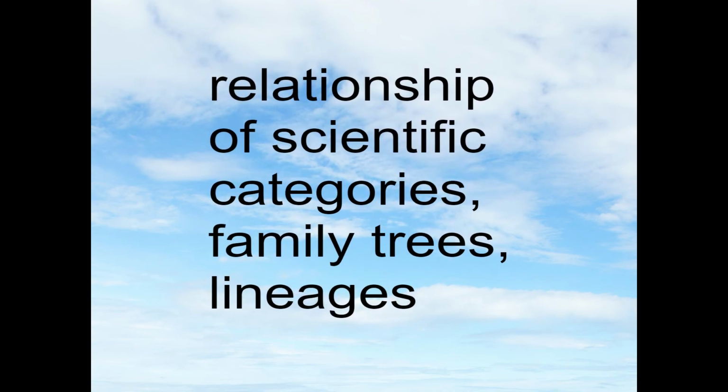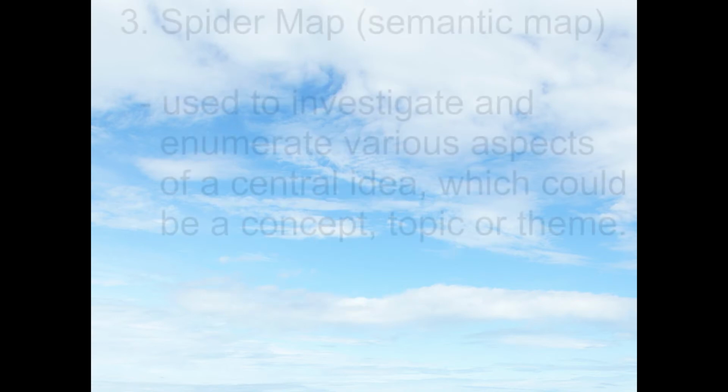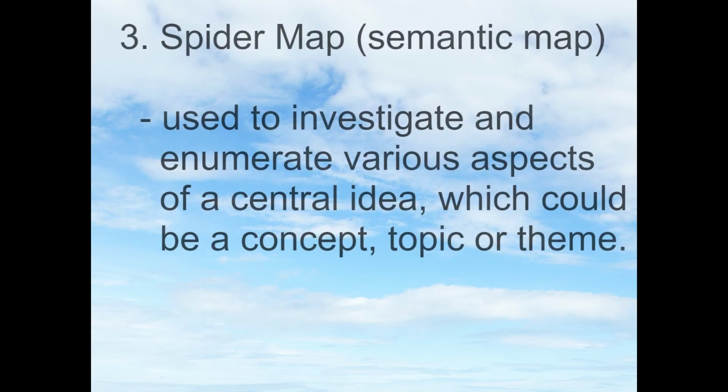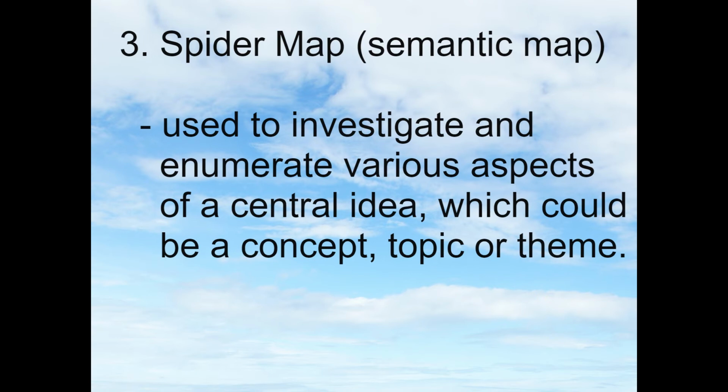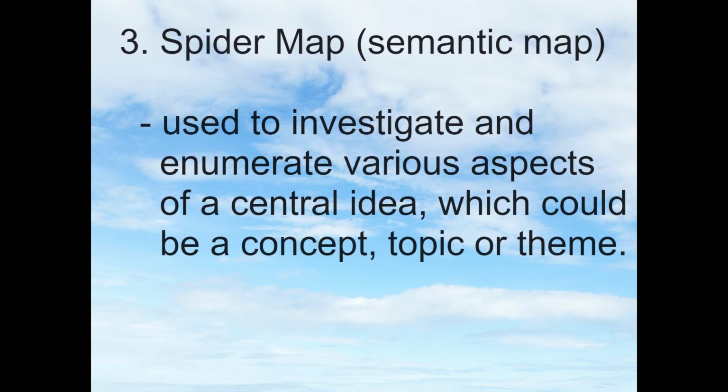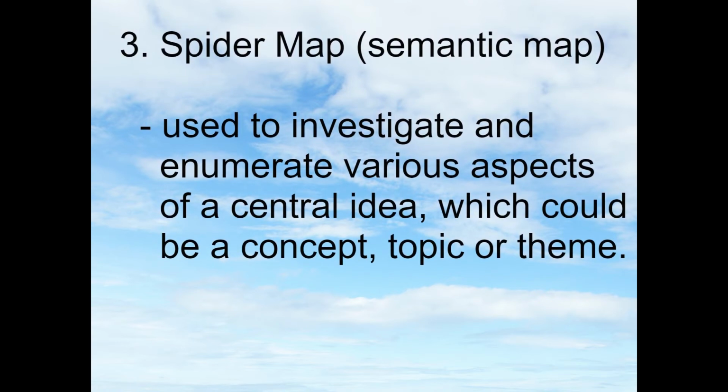The third one is spider map. This is also known as semantic map, and this is used to investigate and enumerate various aspects of a central idea, which could be a concept, topic, or theme. This central idea is placed at the center of the map. The main idea is placed along its diagonal line, while details of the main idea are placed on the sides of the diagonals.